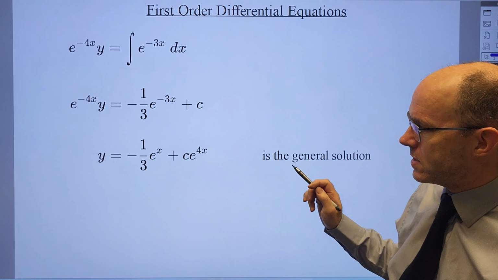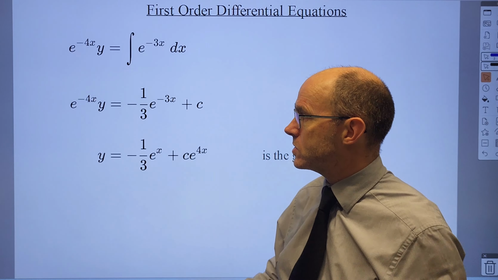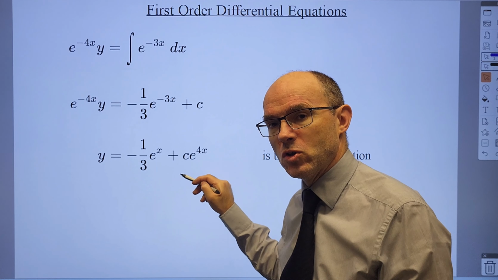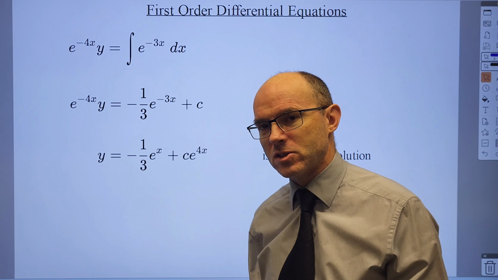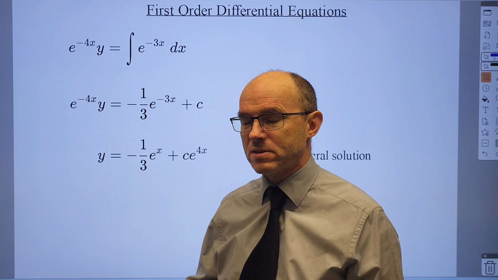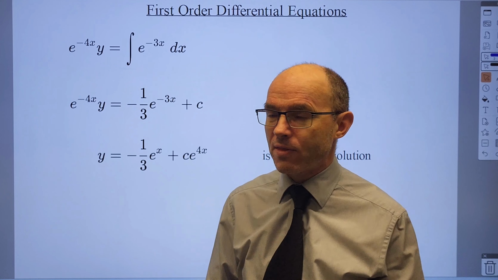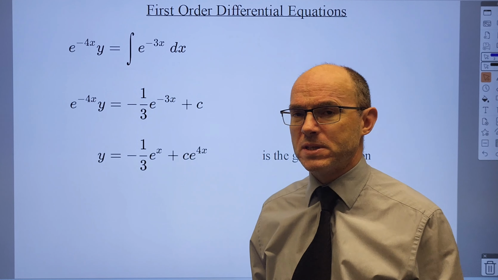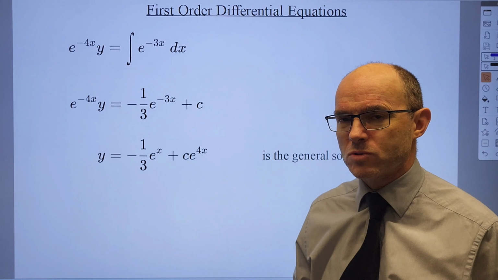A general solution is a solution to a differential equation when you've still got a constant in it. A particular solution is if you're given a couple of boundary conditions, for example, when x equals this number, y equals this number, then you can substitute in to work out c. That would be a particular solution, but this is just a general solution.